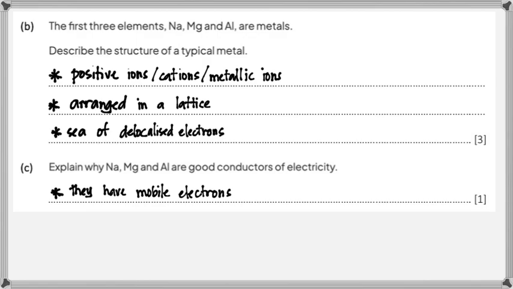And again, it's the same as saying that the delocalized electrons are free to move through the structure, so they can carry charge, or electricity is caused by a flow of charge. Hence, metals can conduct electricity.